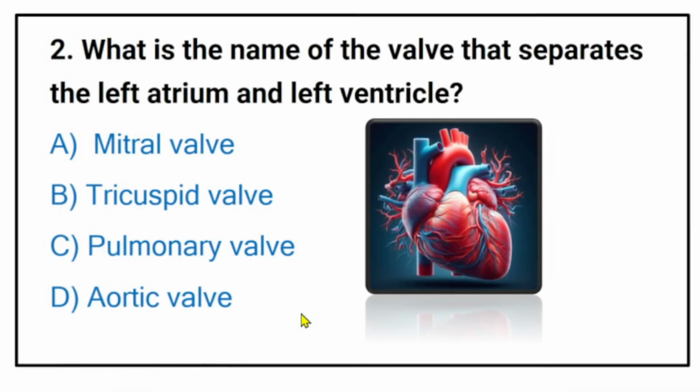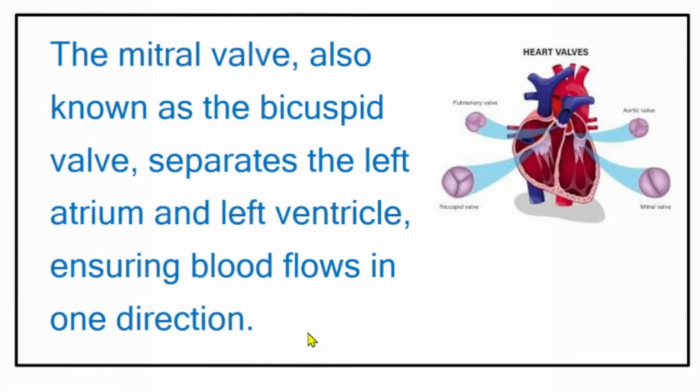Second question. What is the name of the valve that separates the left atrium and left ventricle? Which valve separates them? Mitral valve, tricuspid valve, pulmonary valve, aortic valve. The correct answer is the mitral valve, which separates the left atrium and left ventricle. So we will discuss in detail.